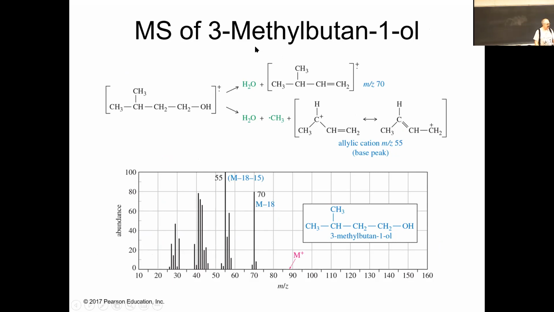So here is 3-methylbutan-1-ol. Loss of water occurs so quickly that we actually don't even see the molecular ion peak. So we have an M-18, which would indicate loss of water. And 55 is the base peak. That's a result of this. Base peak is the largest peak. That's a result of this resonance stabilized ion. When you lose water, of course, you get an alkene.